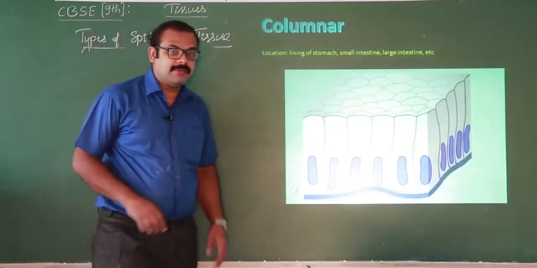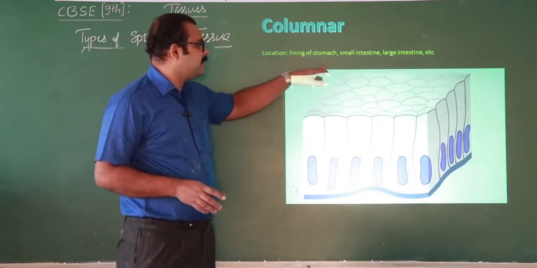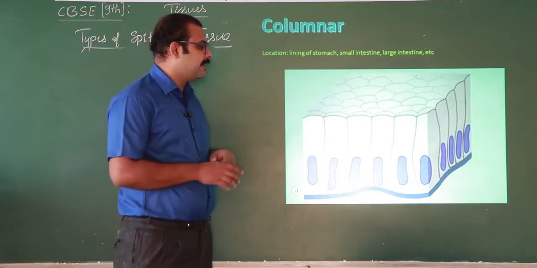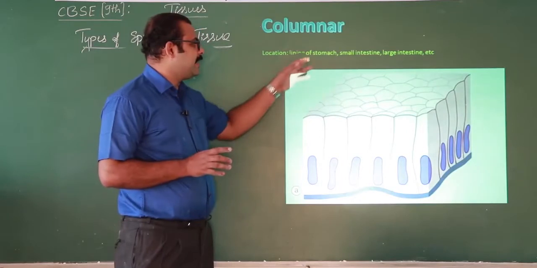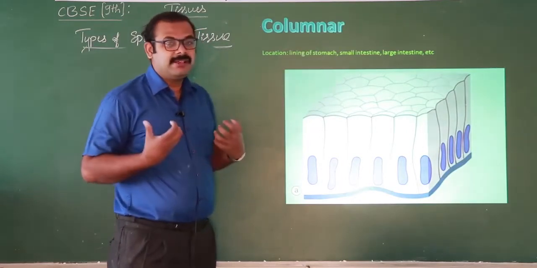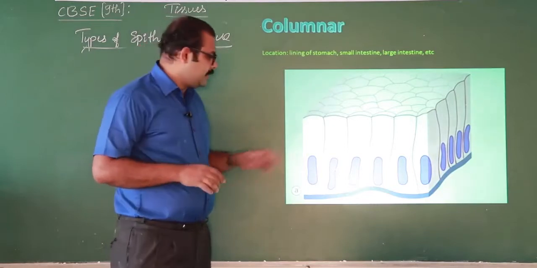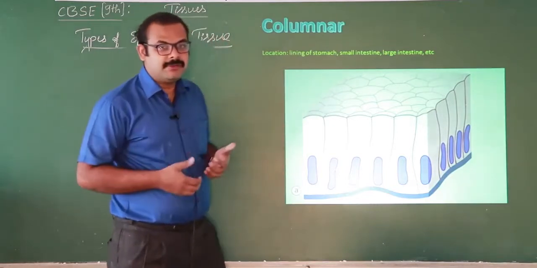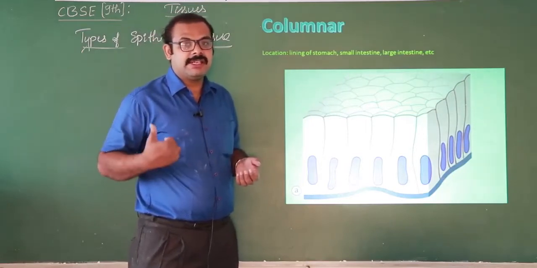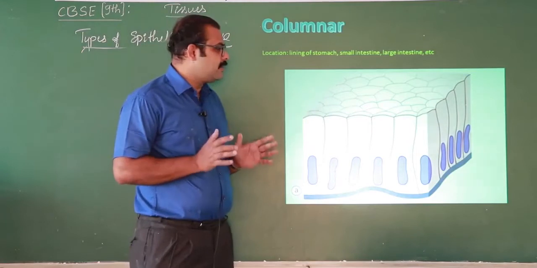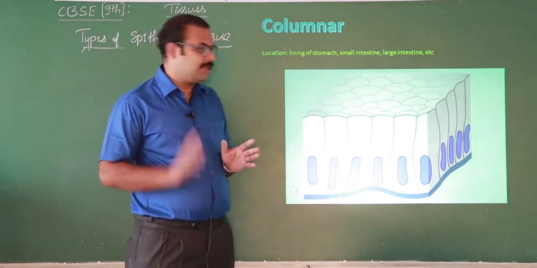Now coming to columnar. These columnar cells are located in the lining of the stomach, small intestine, and large intestine. Why are they mainly located there? Their main role is to help in absorption. Whatever food they eat will be absorbed. Some of the food will be absorbed in the stomach, some in the small intestine and large intestine. That's why the role of columnar epithelium is mainly absorption of food substances.